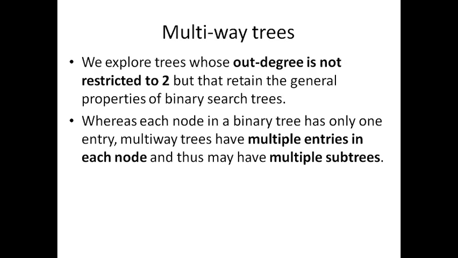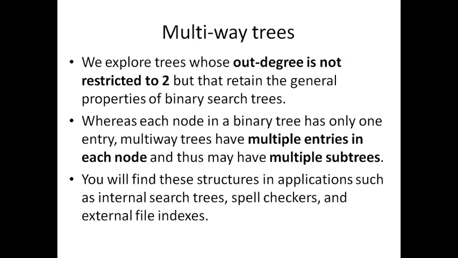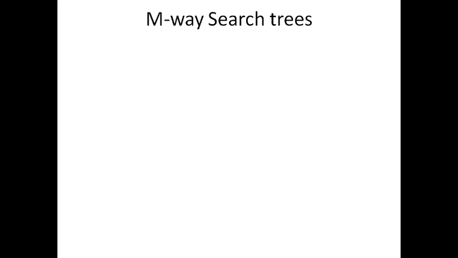So each node may have multiple subtrees. Since the number of entries in the node can be more than one, the number of subtrees will also increase accordingly. We will see an example to understand this. These types of M-way structures are highly useful in a number of applications like internal search trees, spell checkers, external file indexes. So, the M-way search tree. We are now going to focus on the various aspects of M-way search trees.